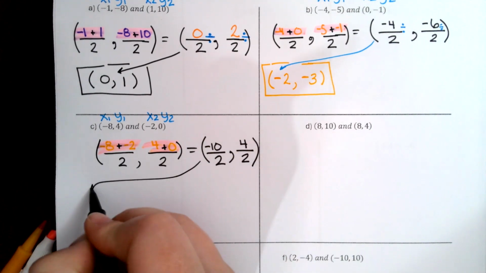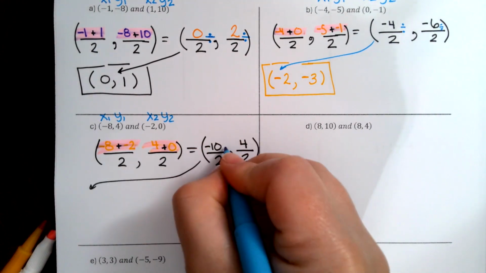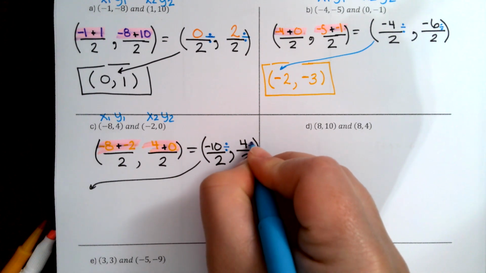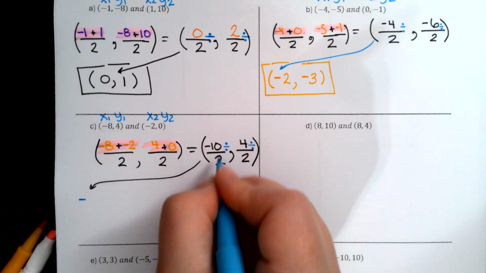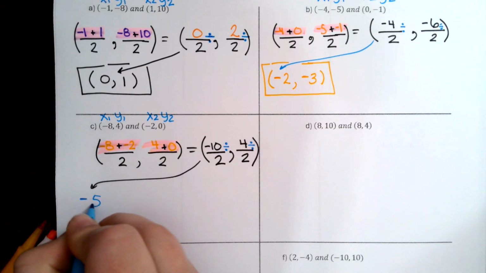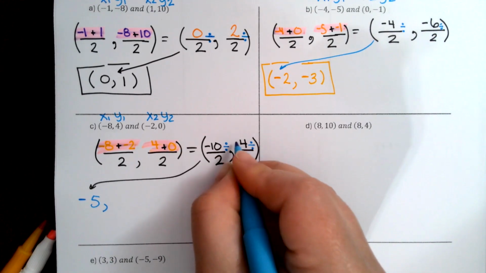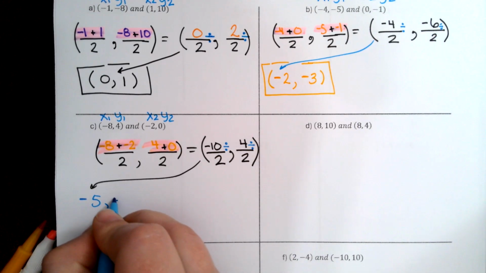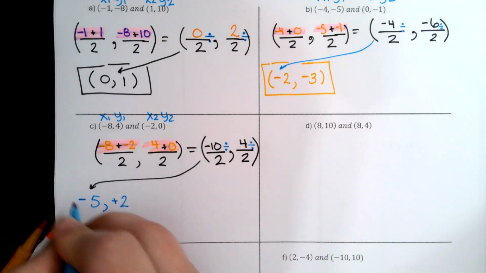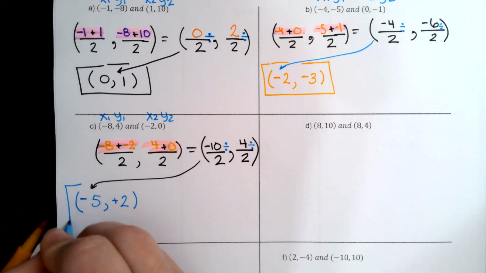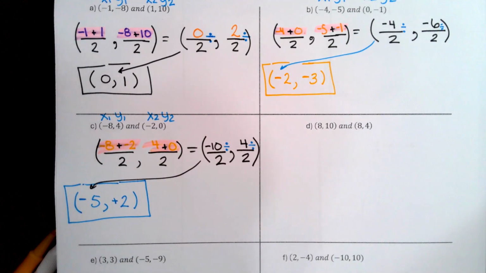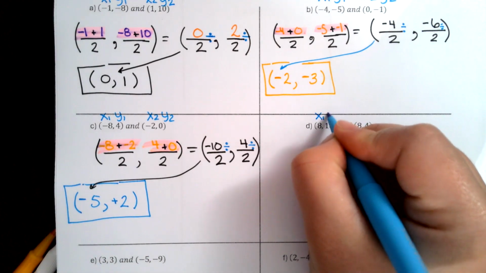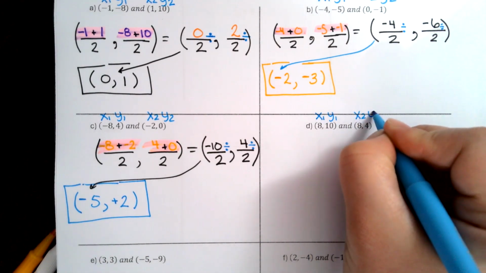Again, after you do this step, you're going to be dividing. So you're asking yourself, are these same or different? So negative and positive is a negative. 10 divided by 2 is 5. And 4 divided by 2, these are same, so this is going to be a positive number. 4 divided by 2 is 2. Make sure you have parentheses in your answer. Without parentheses, it's wrong. Okay, again, x1, y1, x2, y2.